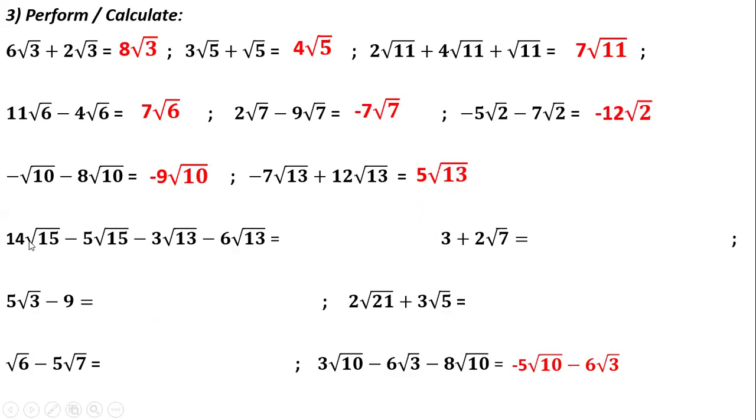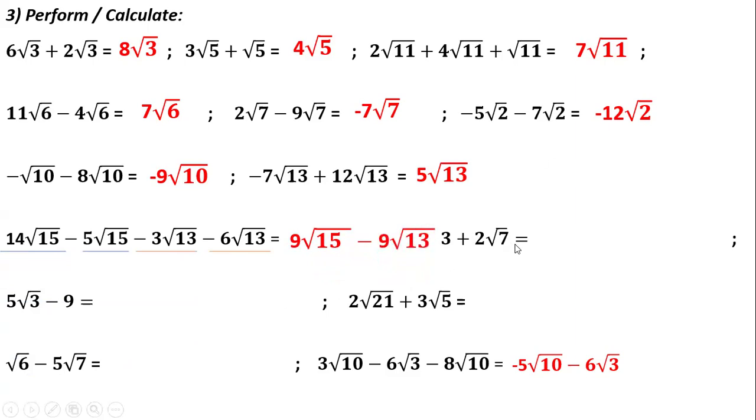Now here I have 2 with radical 15, I can do their answers together, and the other 2 with radical 13, so I do their answers together. 14 minus 5, it's 9 radical 15. Minus 3 radical 13 and minus 6 radical 13, I do their answers together since I have same radicals. So minus 3 minus 6, it's minus 9 radical 13.